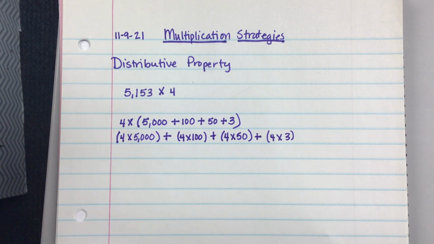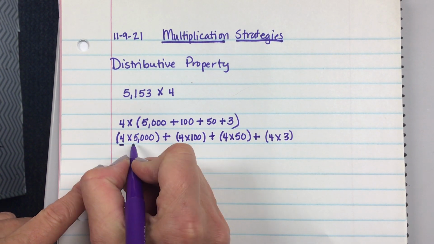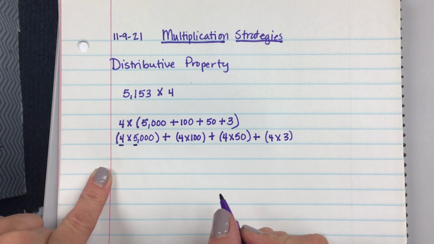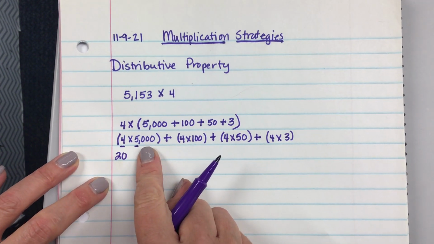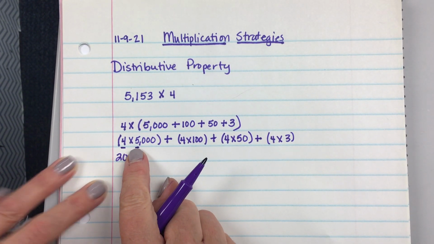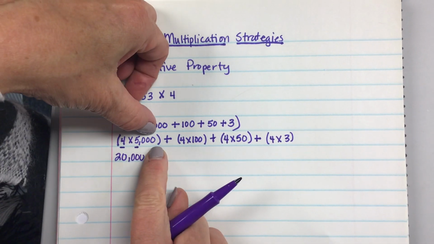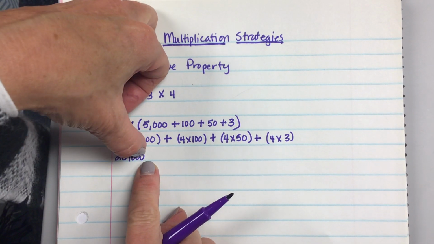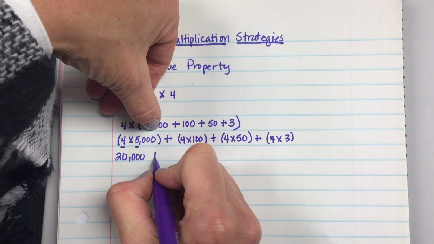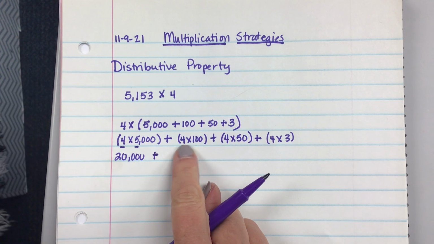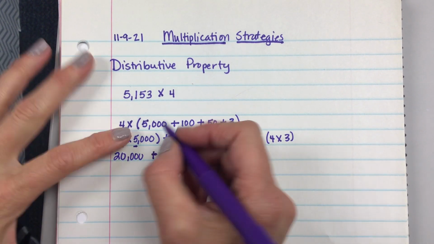And now it's really easy. 4 times 5,000 is pretty easy to find. What is 4 times 5? 20. And then how many zeros do I need to add? 3, because I didn't really do 4 times 5. I did 4 times 5,000. Sometimes we might say annex those zeros, but I just like to say add the zeros. 20,000 plus, what is 4 times 100? That should be pretty easy to do. 400.